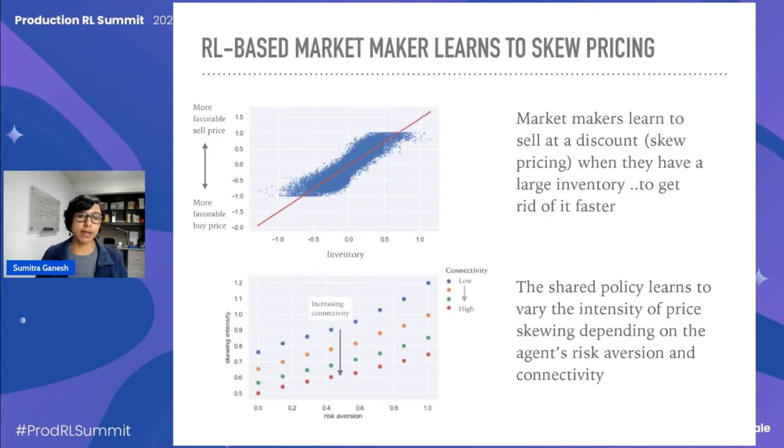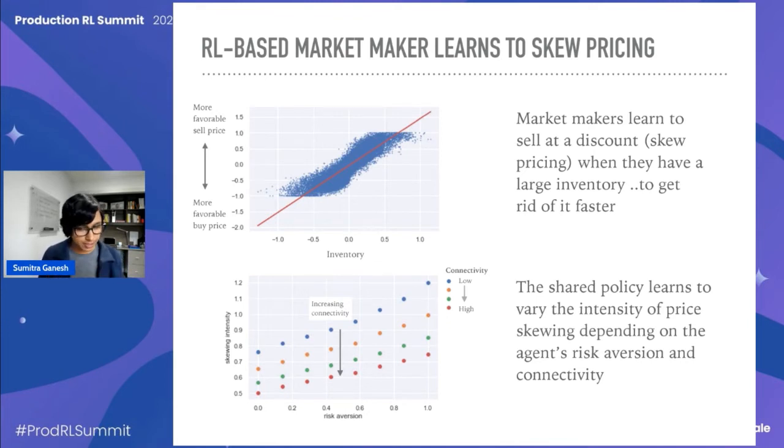We see a similar thing for the RL-based market maker. The RL-based market maker learns to do what we call price queuing, but in simpler words, the market maker learns to sell at a discount whenever it has a very large inventory. Because the market maker is both buying and selling, what you can see in the top plot here is that when the inventory is large and positive, it learns to set a more favorable sell price versus buy price.